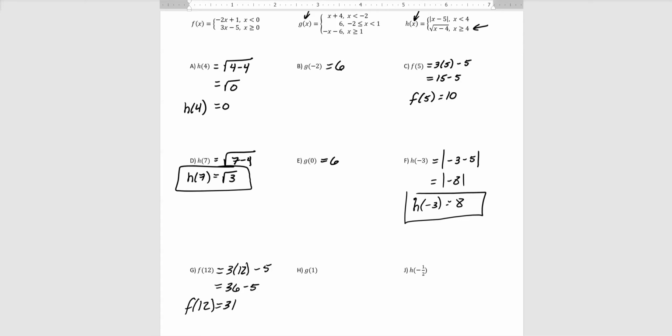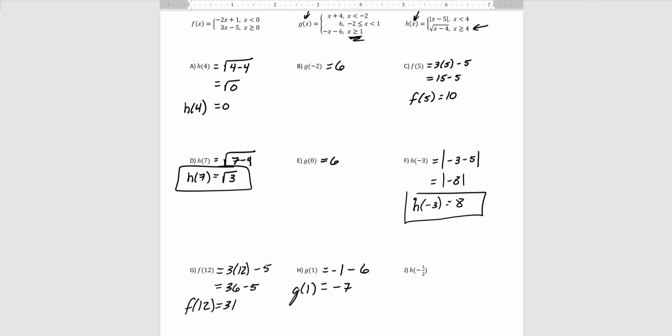Oh, finally, one that's not just 6. Notice, greater than or equal to 1. So that's the one I'll use. I'll say it's the opposite of 1 minus 6. I'm plugging it in for that negative x up there. So negative 1 minus 6 becomes negative 7. So g of 1 equals negative 7.